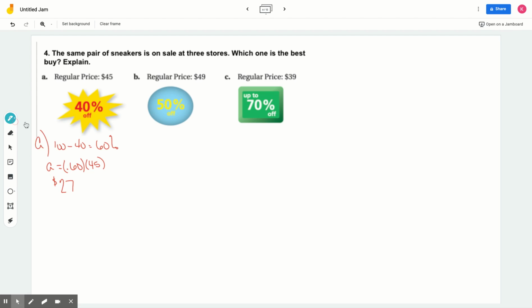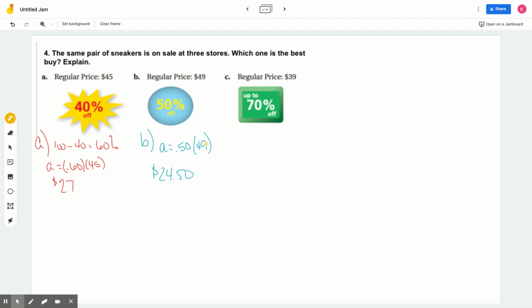Now let's take a look at part B. So the regular price is $49 with the 50% discount. We know that 100 minus 50 is still 50. So A is equal to 0.50 times 49. Go ahead and try to finish this one right now on your own. When you multiplied 0.5 times 49, you ended up with these shoes from store B costing $24.50.